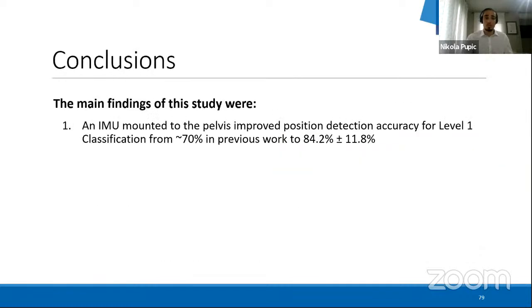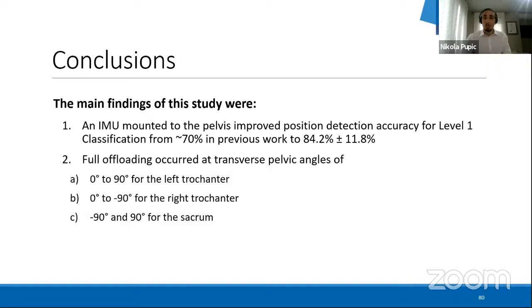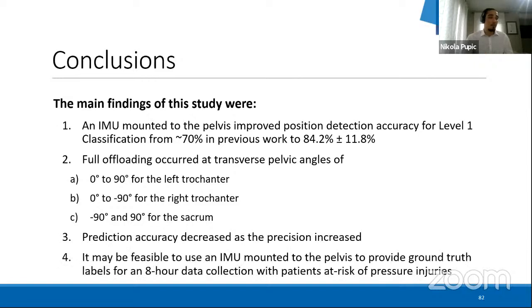Now moving on to the conclusions. So overall, the main findings of the study were that an IMU mounted to the pelvis improved level 1 classification from approximately 70% to 84.2%. Complete offloading occurred from 0 to 90 degrees for the left trochanter, 0 to negative 90 degrees for the right trochanter, and at negative 90 and 90 degrees for the sacrum. Prediction accuracy decreased as the precision increased, and it may be feasible to use an IMU mounted to the pelvis for an overnight data collection with participants at risk of pressure injuries in the home environment.